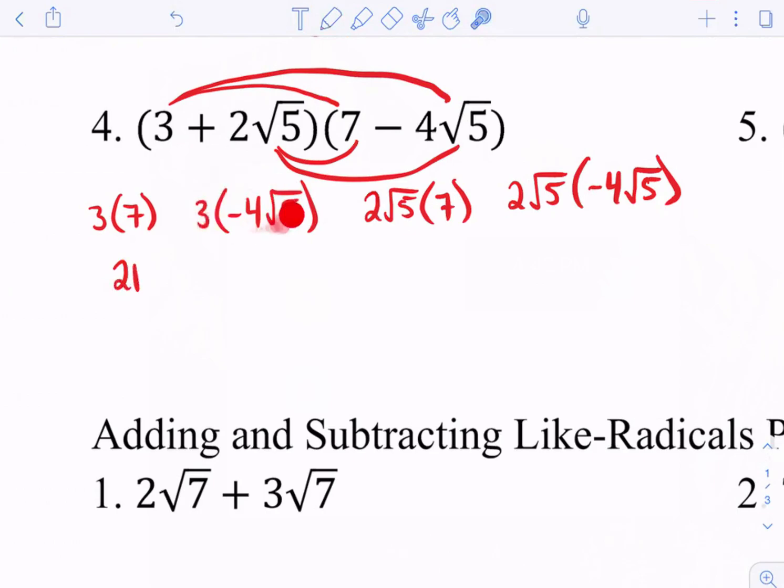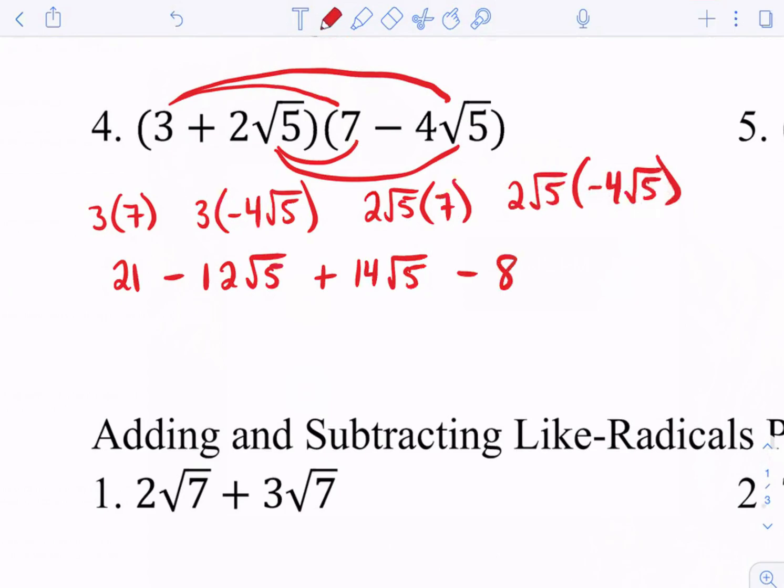Now here, remember, when you're multiplying, if it's outside the radical, you can multiply them together. So 3 times negative 4 is negative 12. And then there's nothing to multiply with the rad 5. Same thing here. This is outside the radical. Outside the radical. So 2 times 7 is a positive 14 rad 5. Now for this last one, outside times outside, which is negative 8. And then inside times inside.